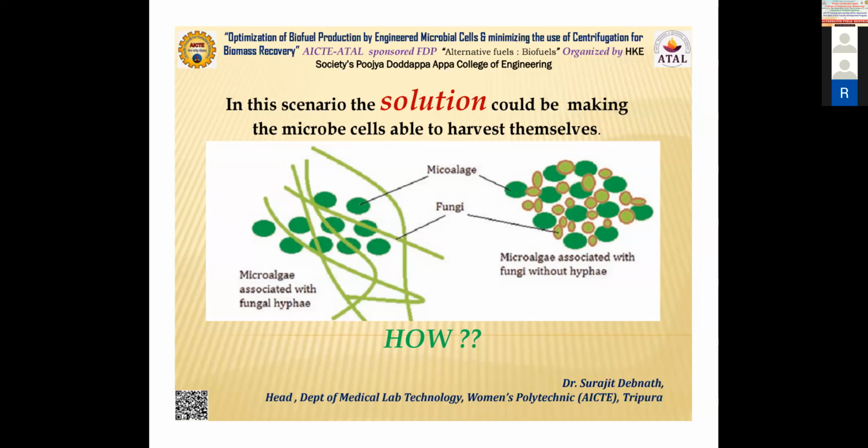We can use fungi. There are two different kinds of fungi. Can you see? One kind of fungi produces long threads, so the microalgae will get trapped in between the long threads. But the other type of fungi is not filamentous, they are small fungi. These fungi can also put a matrix in between the suspended cells. Are you getting what the problem is?